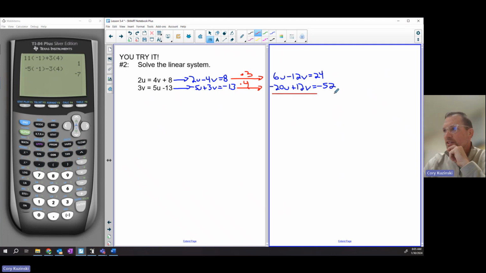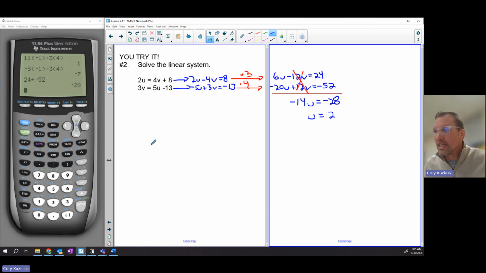All right, so when we add these two equations, boom, the v's are gone. Elimination method. 6u plus negative 20u is negative 14u. 24 plus negative 52, I don't feel like doing mental math, is negative 28. Divide both sides by negative 14. U is 2.